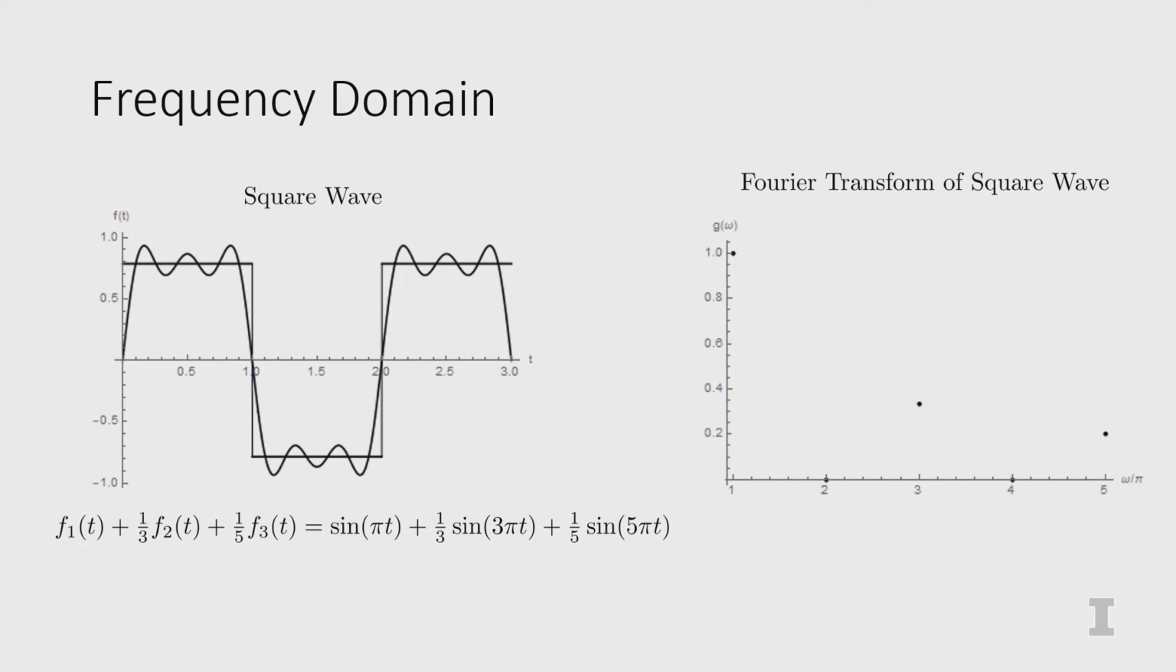So here the frequency is pi, right? So 1 pi, so I go here. What's the coefficient there? It's 1. So I put a check mark there. Here it's 3 pi. What's the coefficient? 1/3. So I go to 3. It's 1/3. Right? This is just the Fourier transform of that.